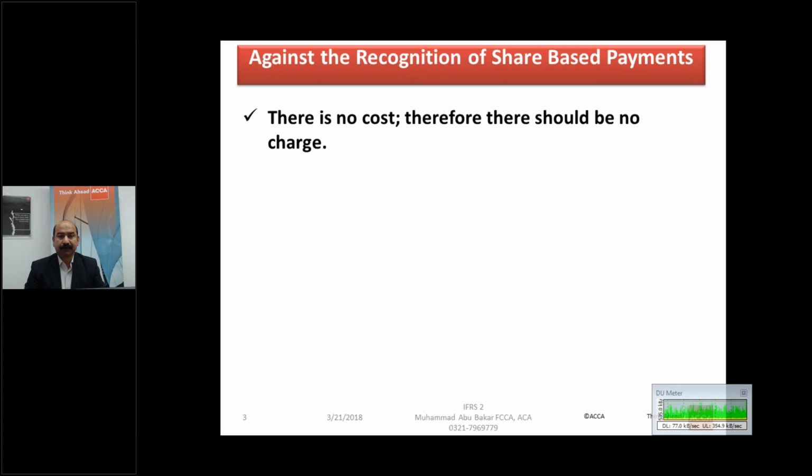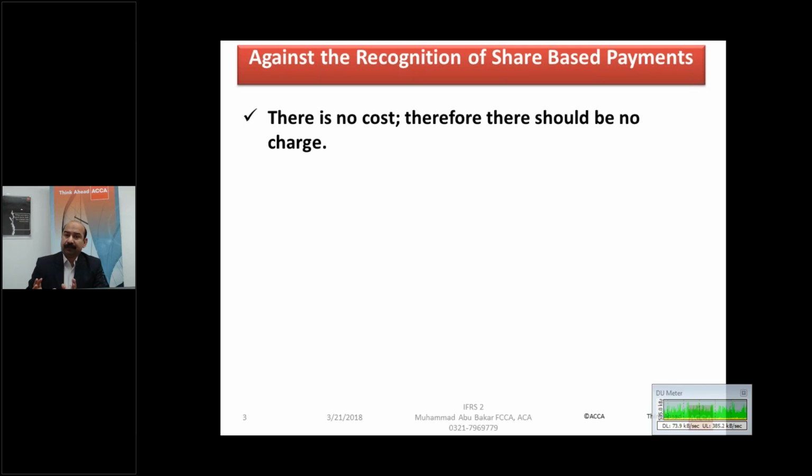We got your message. See, the first argument was, there is no cost, therefore there should be no charge. Only the company is issuing a paper, so there is no cost. See, this argument is wrong.